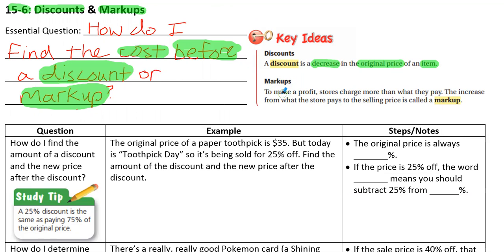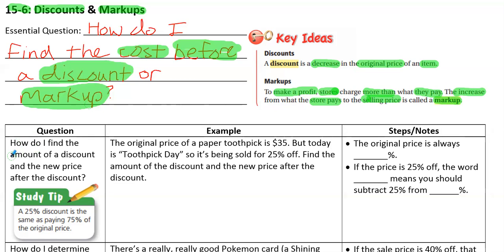But then there's also markups. To make a profit, stores charge more than what they pay to buy a product. Most stores don't make the products that they sell. They buy them from suppliers that make those products. And are they going to sell those products for the same amount that they bought them for? Of course not. Otherwise, they'd make no money. So there's an increase from what the store pays for the item to the selling price, what you have to buy it for, and that's called a markup. So the price goes up.